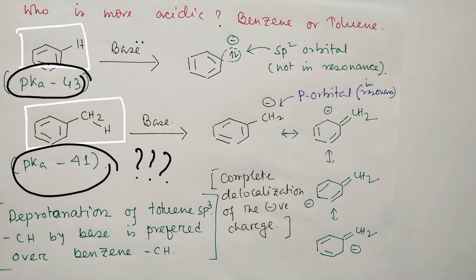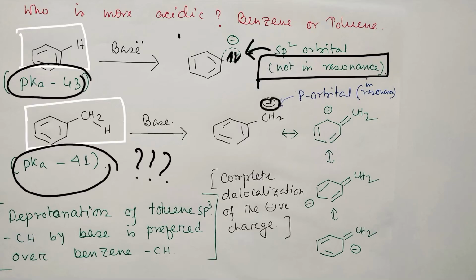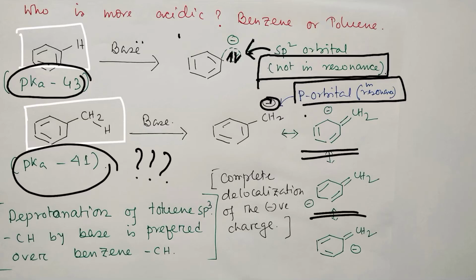See, in order to explain the acidity of any molecule, we need to understand the stabilization of the conjugate base. If you look at the conjugate base in the case of benzene, the carbanion has the negative charge, or the pair of electrons, concentrated over an sp2 orbital, which is not in conjugation with the benzene nucleus. Whereas in the case of toluene, after abstraction of the proton, the pair of electrons is in the p orbital, and it undergoes delocalization with the benzene nucleus. You can see these canonical forms are possible.